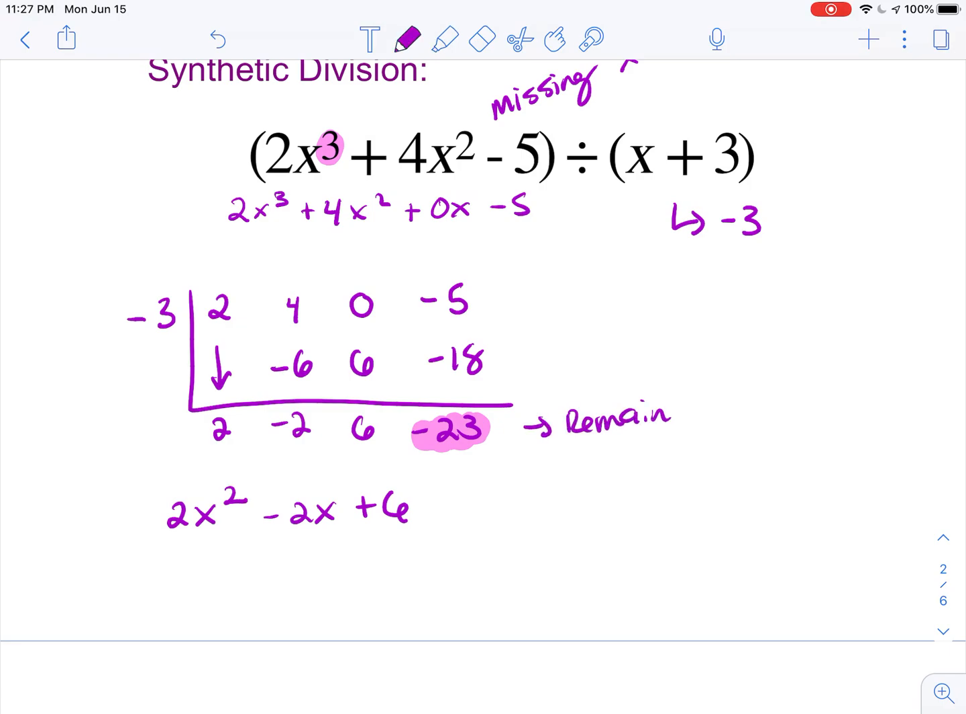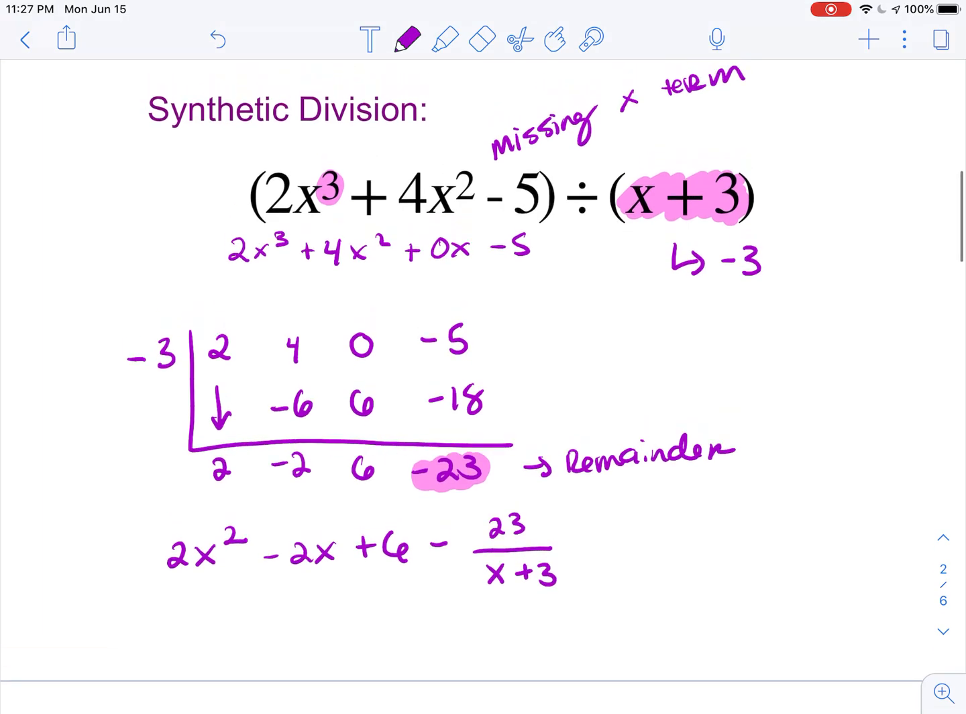Okay, now how do we handle the remainders? Well, just like we would make a remainder into a fraction with numbers, we're going to turn the remainder into a fraction by putting it over the divisor, which is that little binomial we have here, x plus 3. Now the negative can be included with the numerator, or we can also write it as minus that remainder. Okay, but both of these would be correct answers.